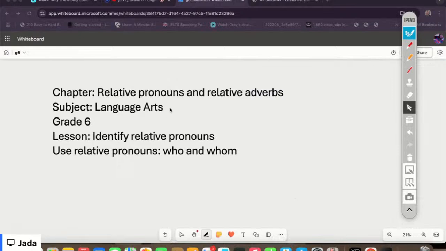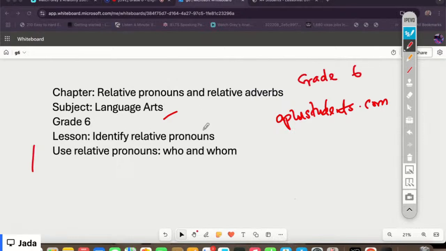Today we will have relative pronouns and relative adverbs. First, you have to log in using aplusstudent.com. Click on your name, move on to language at grade 6. The lesson will be identify relative pronouns, use relative pronouns who and whom.